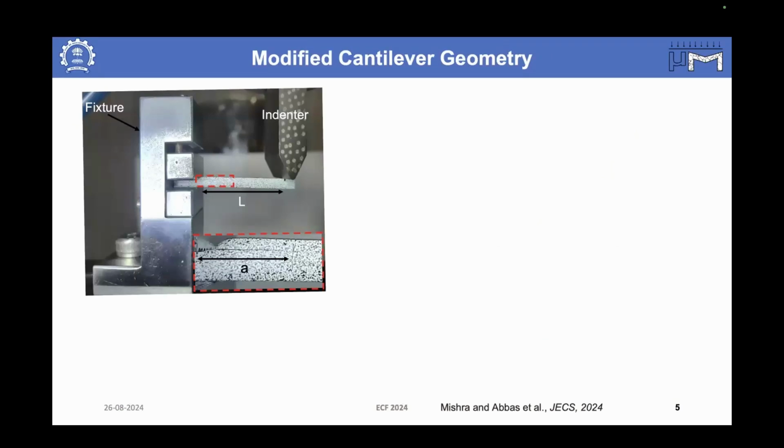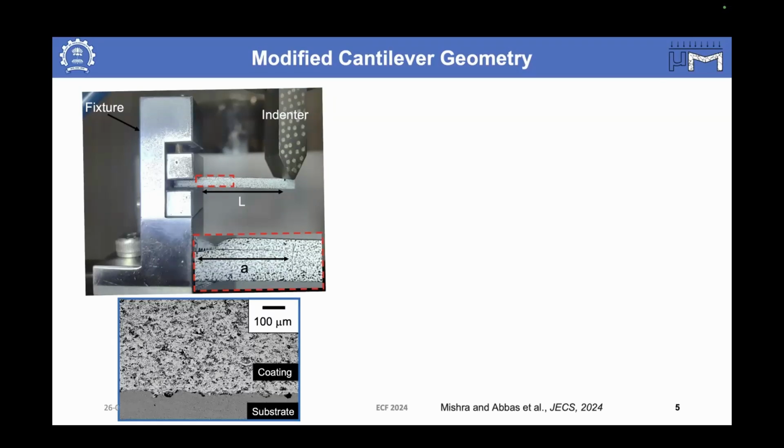Here you can see the experimental fixture which I have used for my work. This is the indenter, and this is the typical specimen. Here you can see the small crack length, the crack which has been generated with this experiment. You will see that there are various spots. For the purpose of doing DIC, we first applied a white spray and then a black spray to get this speckle pattern.